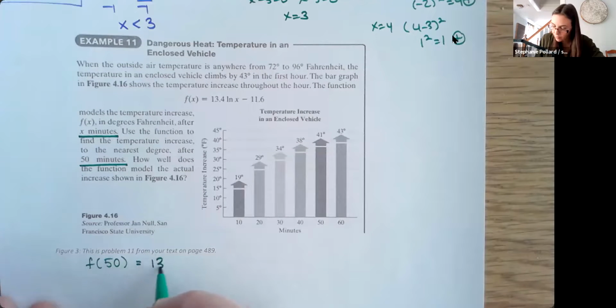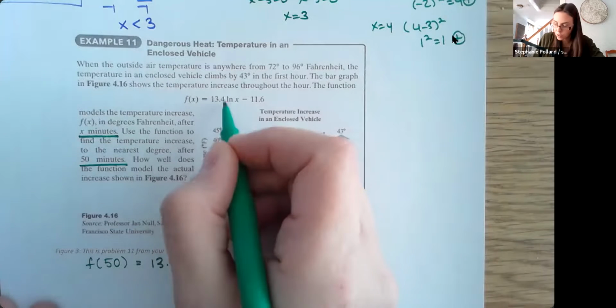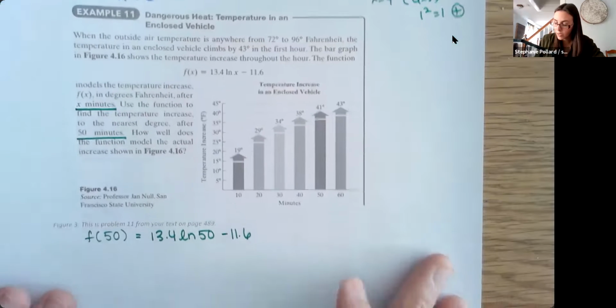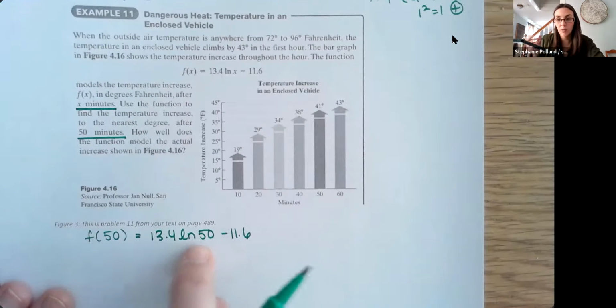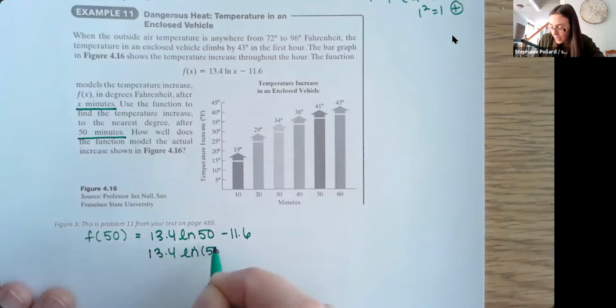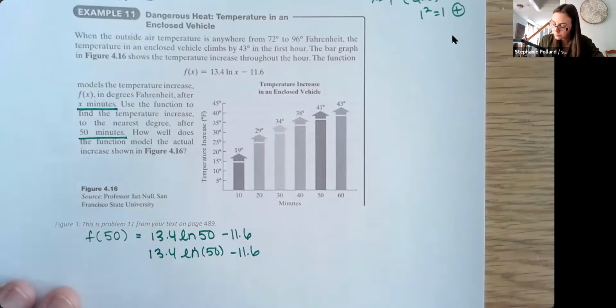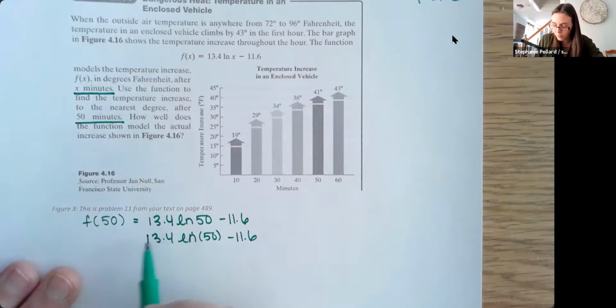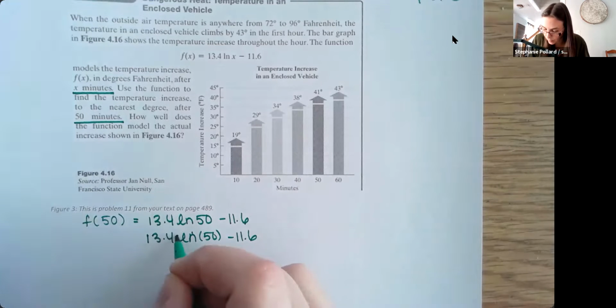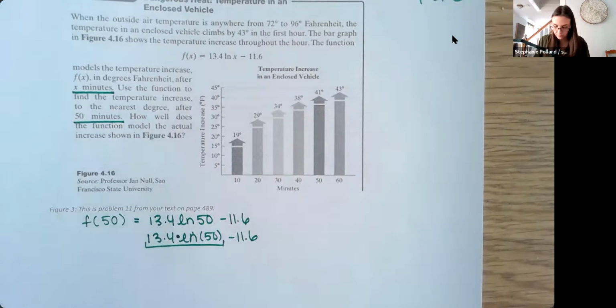So I have 13.4. Again, this would be multiplication. So times the natural log of 50 minus 11.6. Now, when I write it like this, natural log of 50, that 50 is with the natural log. Sometimes, out of personal preference, I like to write my number in parentheses there, just to remind me that 50 is with the natural log. So we do the multiplication first here. And you want to use your calculator, right? Because we're multiplying these two values. Think about order of operations.